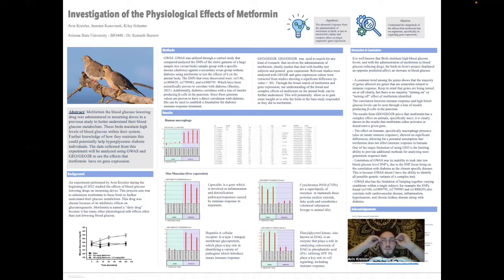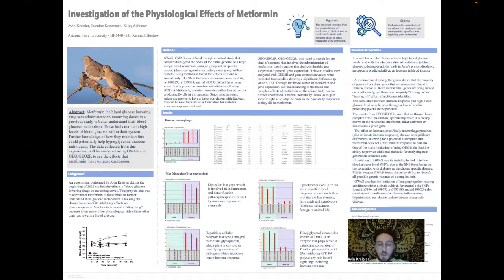But the only thing we were able to identify was that certain genes are turned on or turned off with the administration of metformin. For example, lipocalin, which is a gene that is involved in inflammation and detoxification and immune response, is significantly active when metformin is administered. The same thing with the hepatitis A cellular receptor. But other genes such as cytochrome P450 and diacylglycerol kinase, which are also involved in immune response in some way, specifically detailed on the poster, the expression was significantly less or inactive with the administration of metformin.